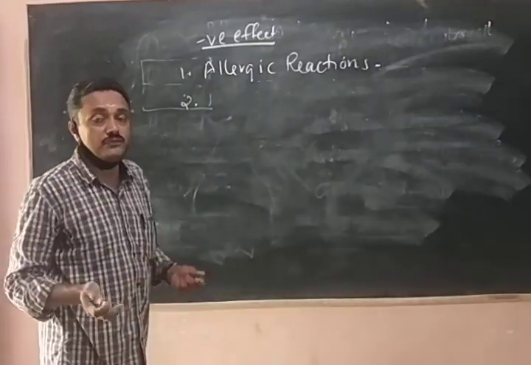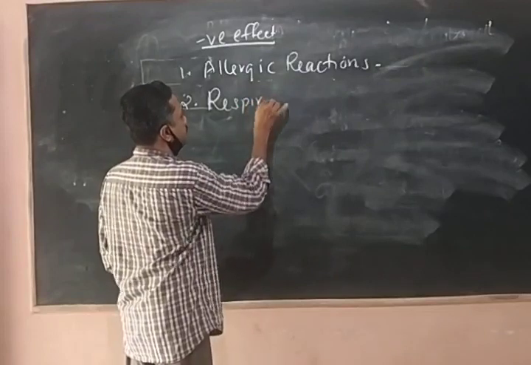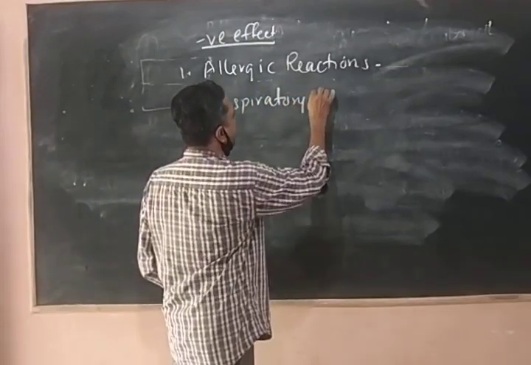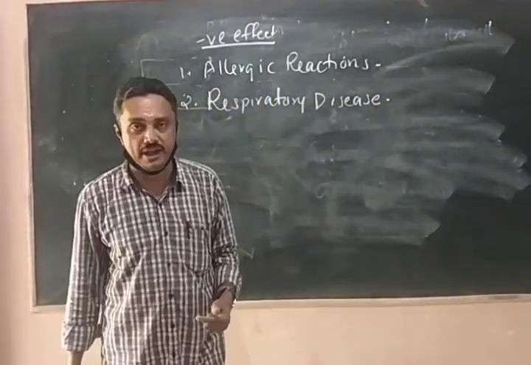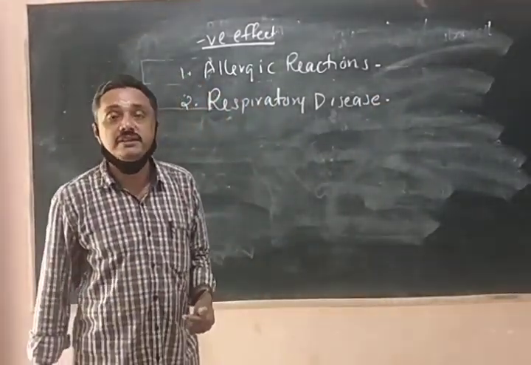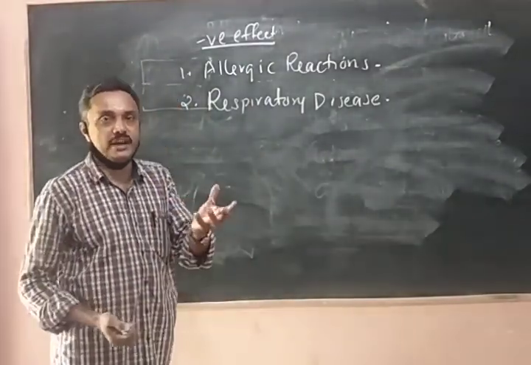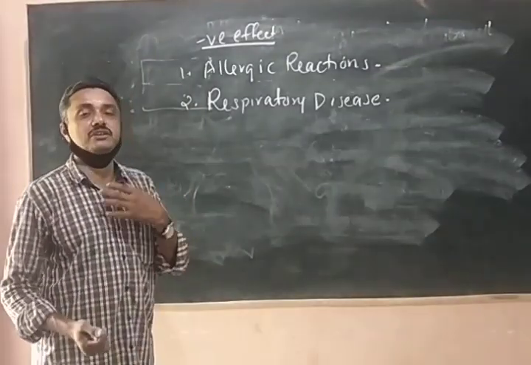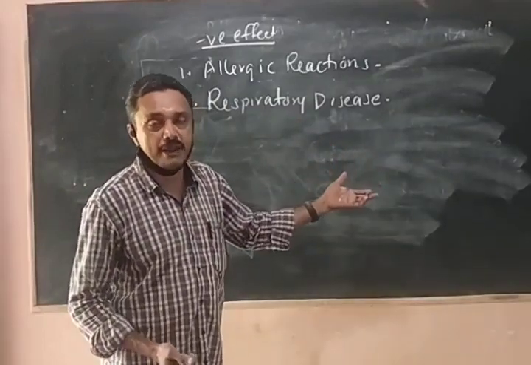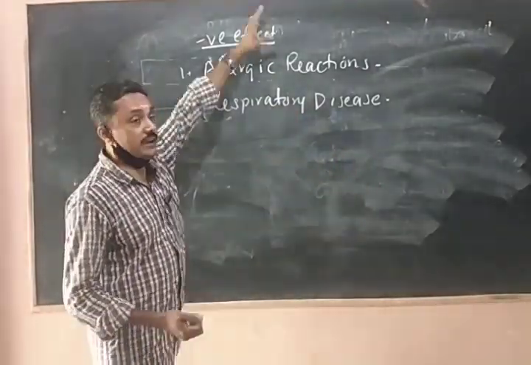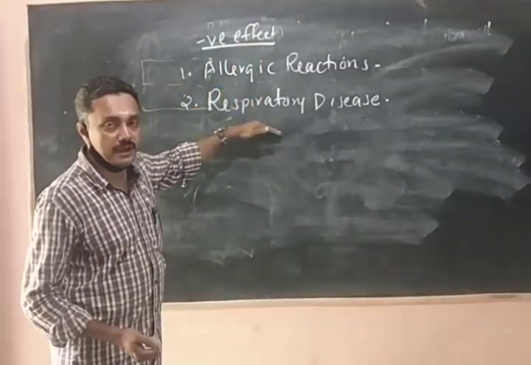And if pollen grains are inhaled into our body, they cause various respiratory problems. Various respiratory diseases are produced by pollen grains. Remember the case of the acacia plant; it is a most dangerous material, because if acacia pollen grains are inhaled into the body, they reach the respiratory system and cause various respiratory diseases like asthma and bronchitis. So pollen grains cause various allergic reactions and respiratory problems.